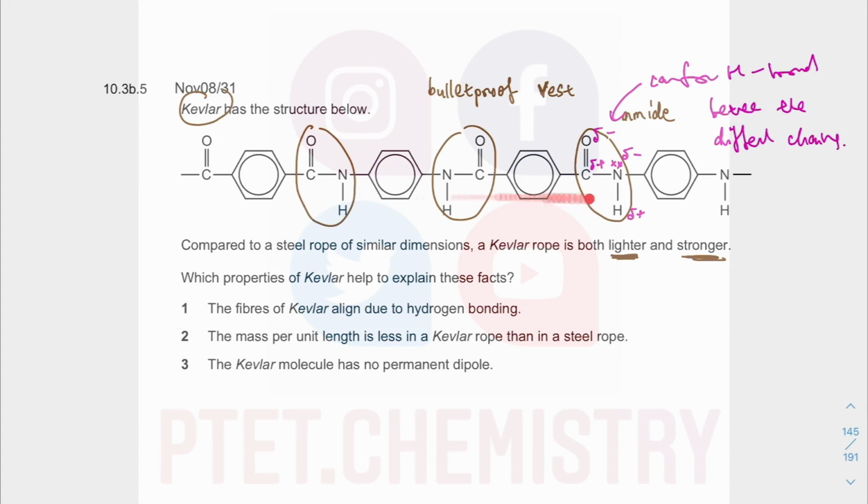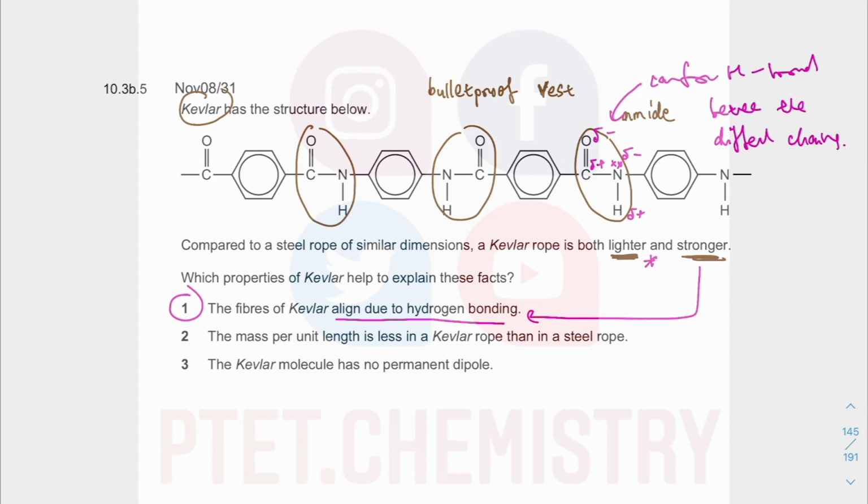So imagine you have another chain or a couple more chains along, and you can have hydrogen bond between the polar group, between the C=O and N-H group, with another C=O and N-H group on another chain. All right. So they do align due to hydrogen bonding, because that is the driving force for them aligning. Now that is for stronger, so that explains why it's stronger.